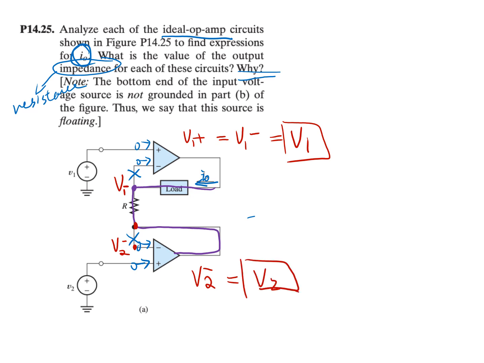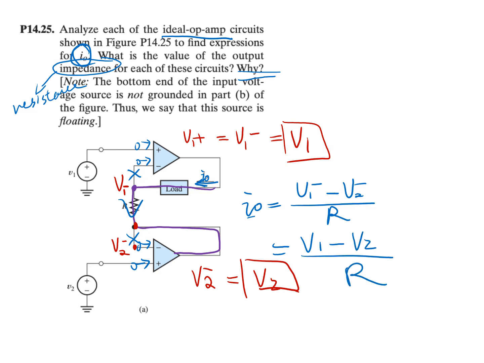Well, because I/O is the current here and also here, so I/O, according to Ohm's law, is V1 minus V2 divided by R. We can also write it as V1 minus V2 divided by R if we substitute in the numbers here. So I/O is V1 minus V2 divided by R.